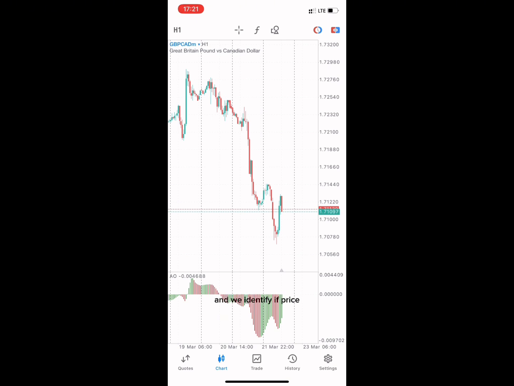and we identify if price and the awesome oscillator are moving the same way. When price and the awesome oscillator are not moving the same way, a divergence is said to be forming, which indicates to us the price will likely reverse.